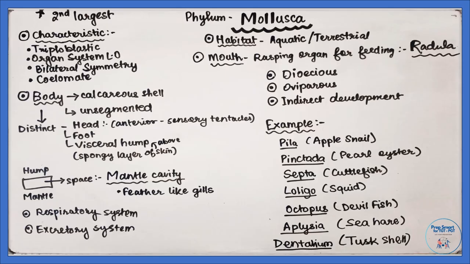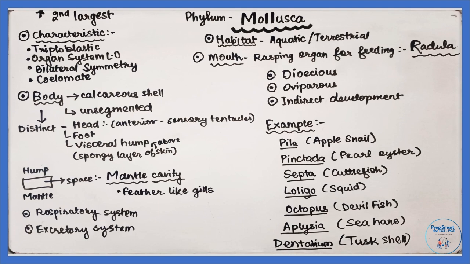Next phylum is the second largest phylum of the kingdom Animalia, that is phylum Mollusca. Basic characteristics are triploblastic, organ system level of organization, bilateral symmetry, coelomate body. Habitat: they can be aquatic or terrestrial. The study of mollusks is called malacology, while the study of molluscan shells is called conchology. Their body has a calcareous shell, unsegmented, with a distinct head, foot, and visceral hump.